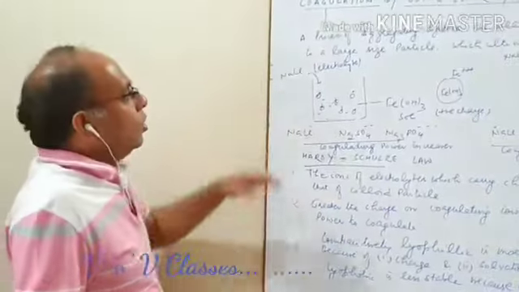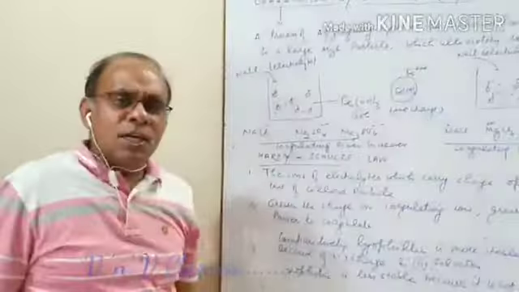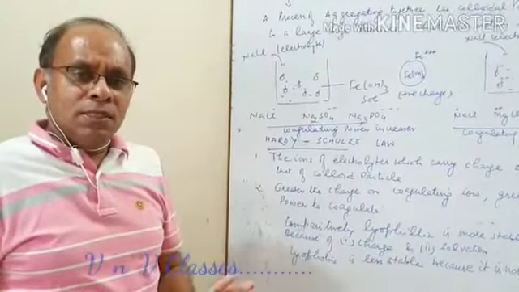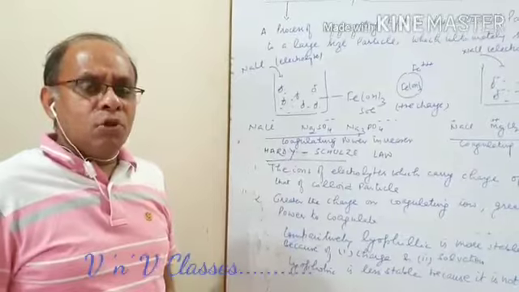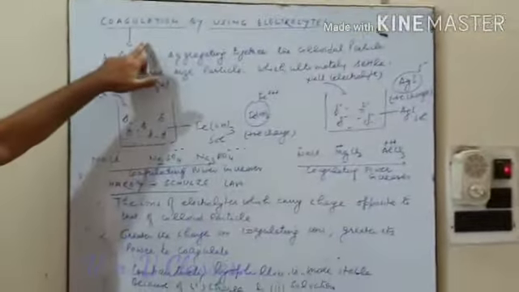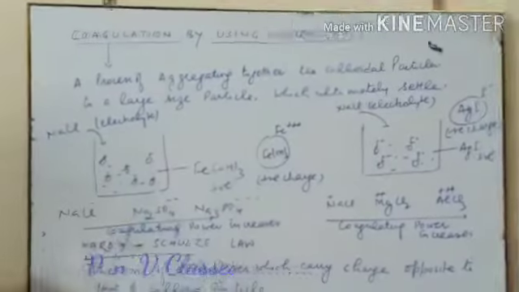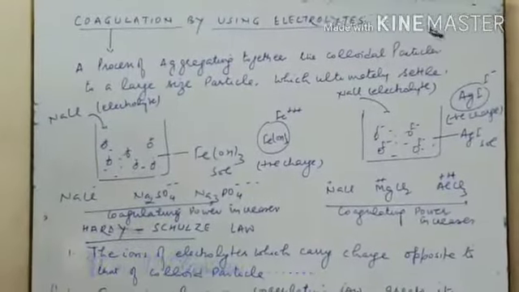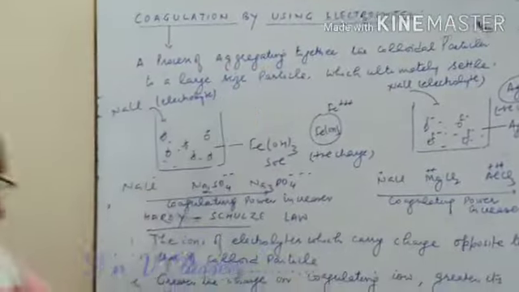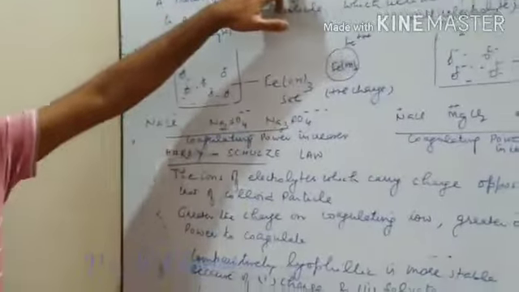Now what next we have to talk? As and when this charge is removed, all the colloid particles collect together, they settle down together, and this phenomenon is called coagulation. So here we have to talk about coagulation. There are different methods of coagulation, but here we have to focus on coagulation using electrolytes only. How the coagulation can be carried out using electrolytes.